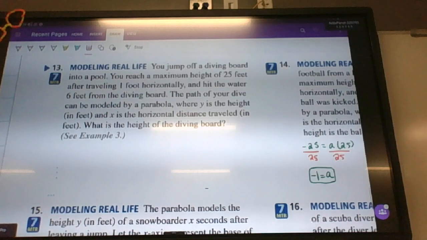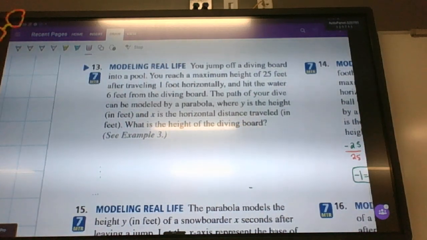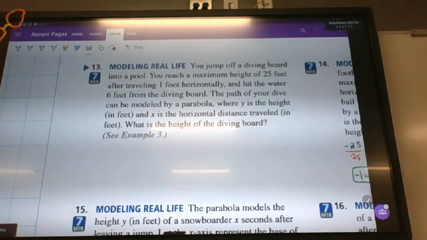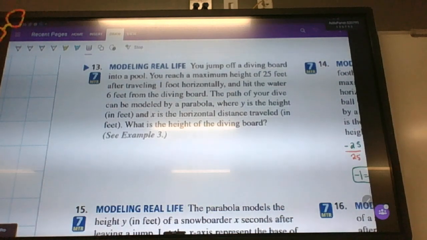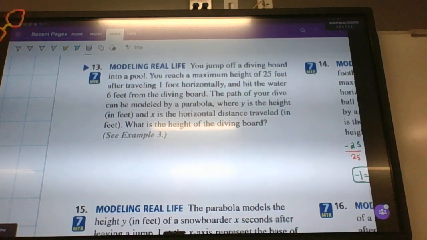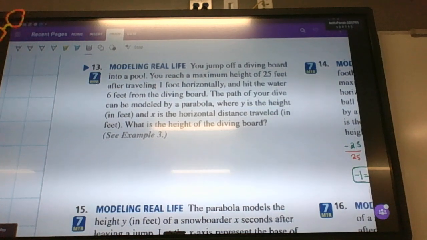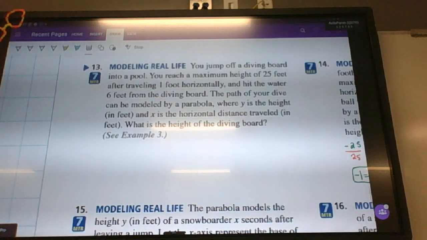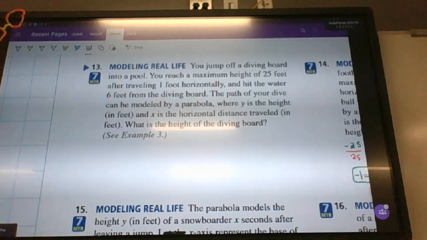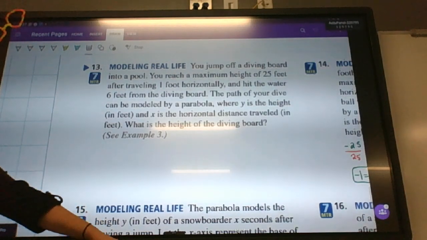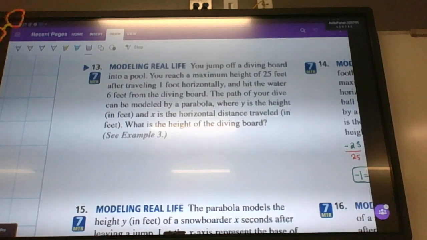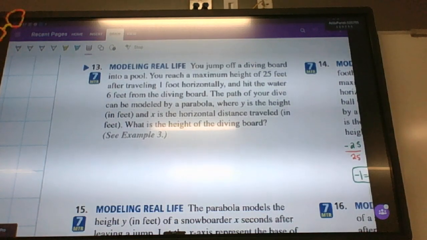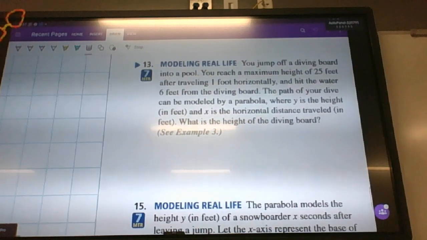You're jumping off a diving board into a pool. The maximum height of 25 feet after traveling 1 foot horizontally. That's always the scary thing about diving, like here's the diving board and you're landing a foot away, right? You're really close to it. You hit the water 6 feet out. Oh, you hit 6 feet out from the diving board. The path of your dive is a parabola. Y is the height and x is the distance. What is the height of the diving board?